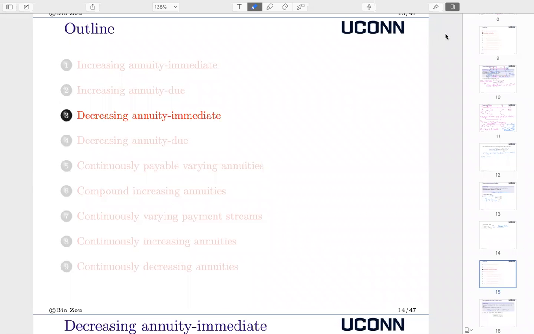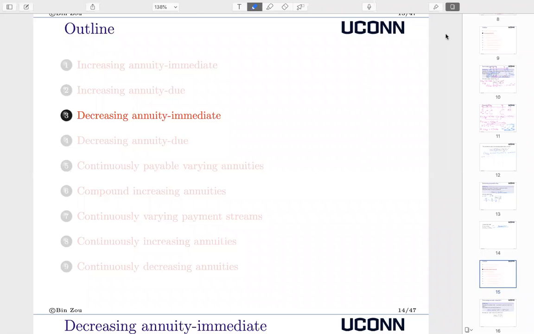Welcome back, and we continue our study on valuing annuities. Previously, in the first two sections, we studied the increasing annuities. That means the payment goes up, from 1 all the way to n at time n. Now, in the next two sections, we study the opposite side. The size of the payments is actually going down.